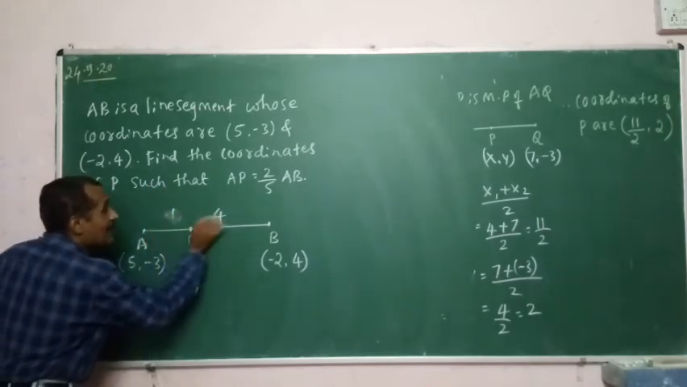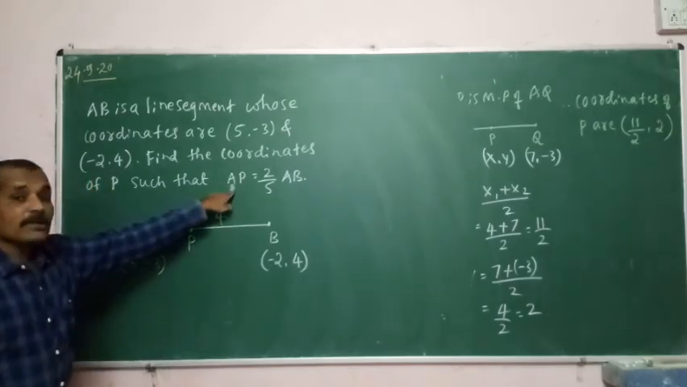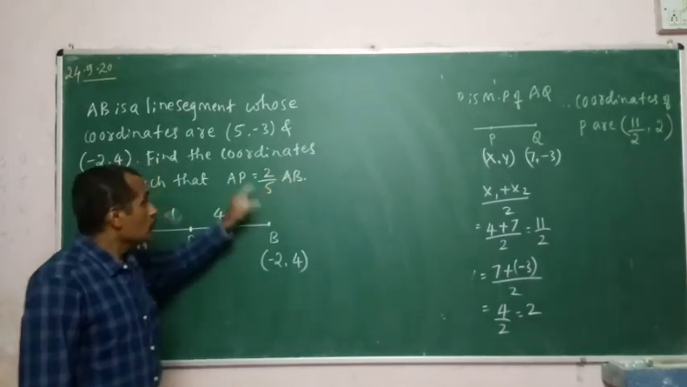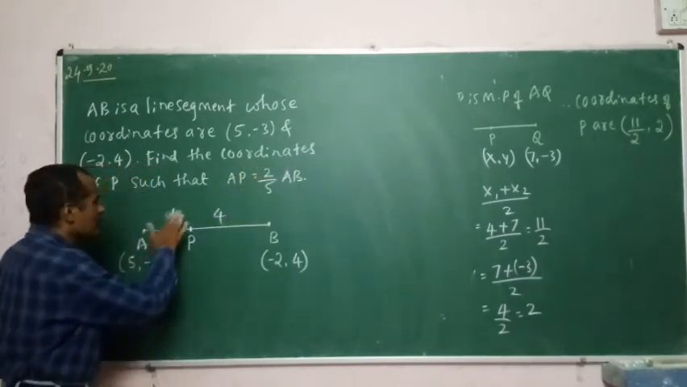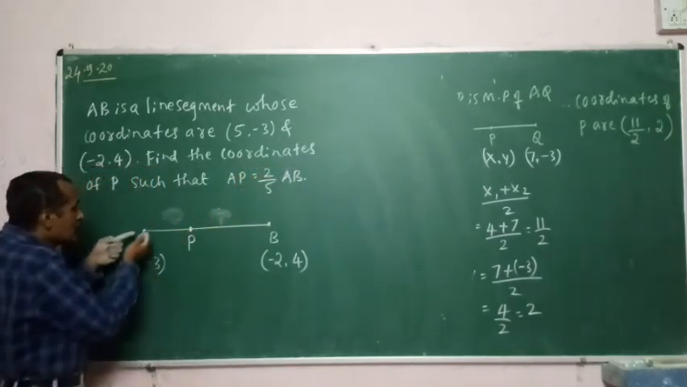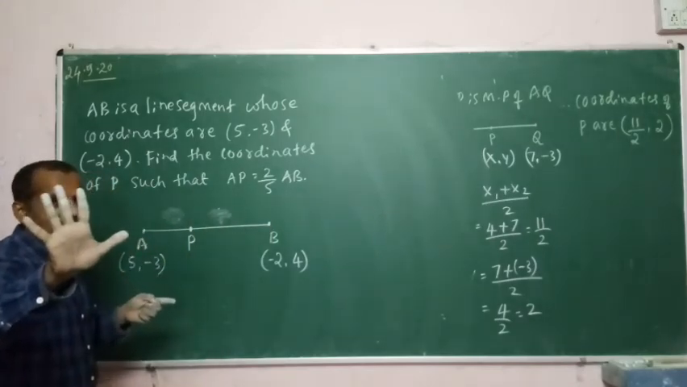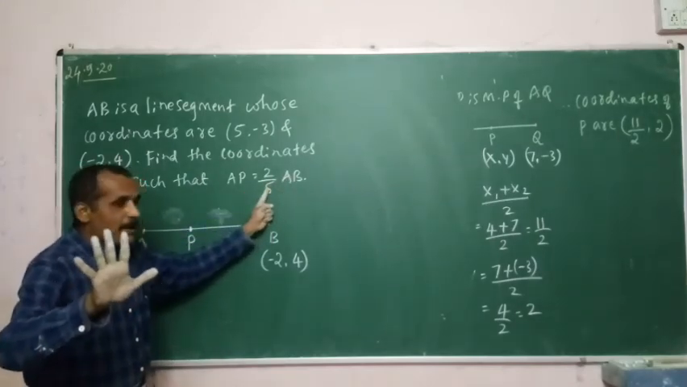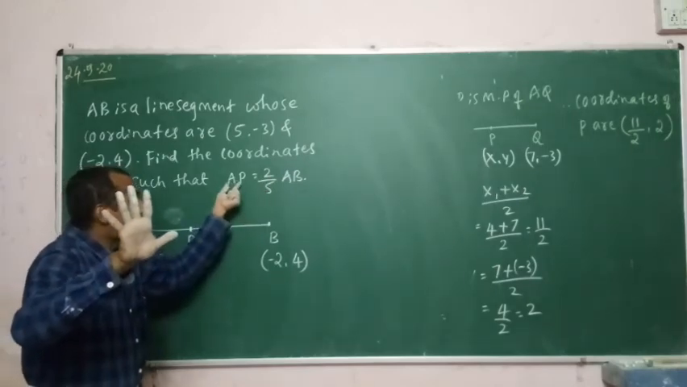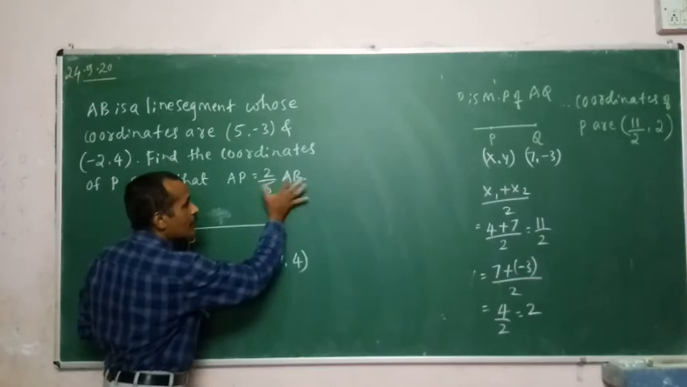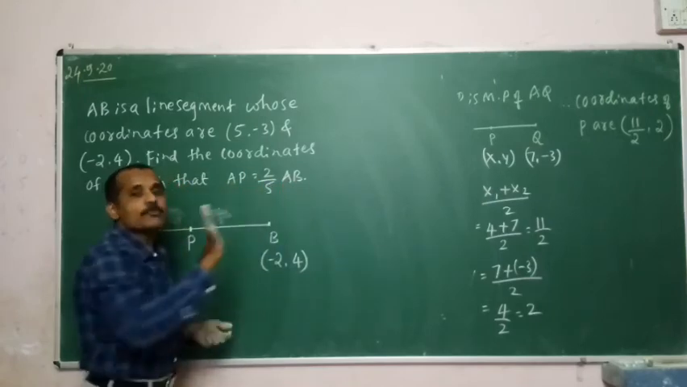That is our M and N. But what have they given here? AP is 2/5 of AB. 2/5 of AB. Very, very simple. That means you take AB as 5 parts, and out of that AP is 2 parts. The meaning is if AB is 5 parts, AP is 2 parts.